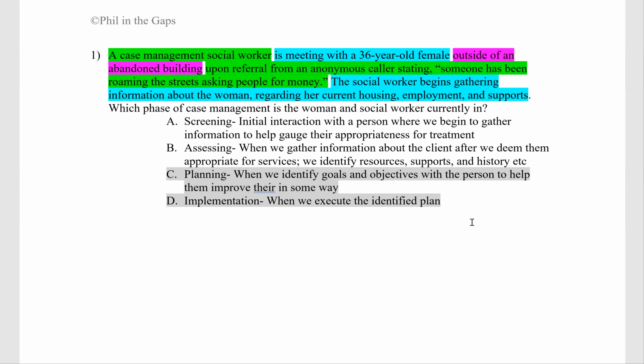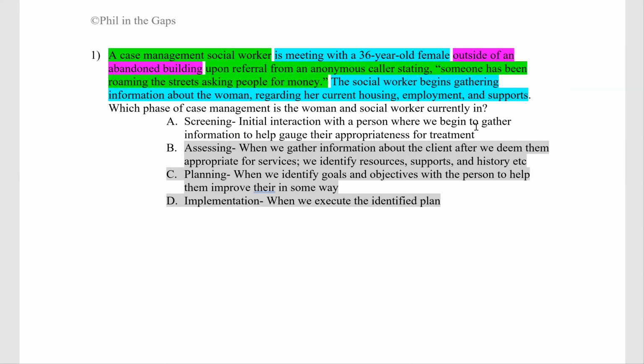It's now between A, screening, key emphasis on screen, open that screen door for the client to come into services, or B, assessing their needs, who they are, what they're doing, and what we can help them do. So if we look back, it seems like it's our first interaction with them based on the fact that it was a referral from an anonymous caller. The person's not coming on their own volition or anything like that. So for that reason, we're going to rule out B, even though we are gathering information. The person's not really a client at our agency yet.